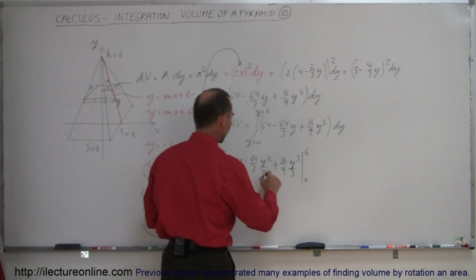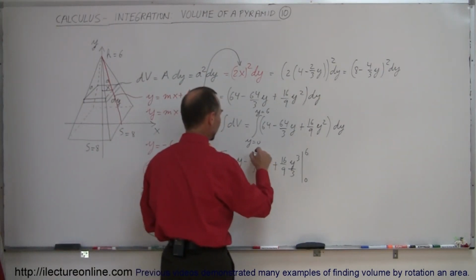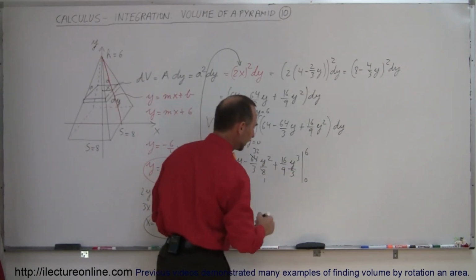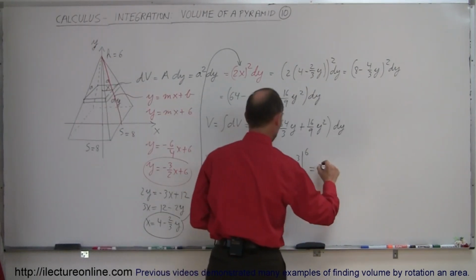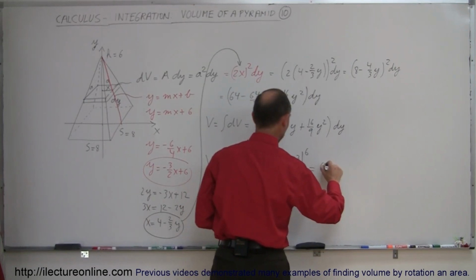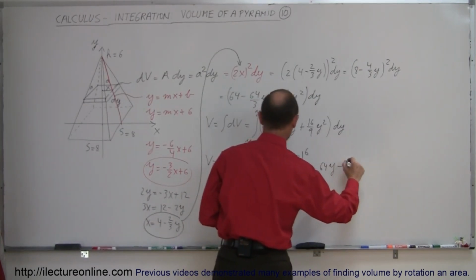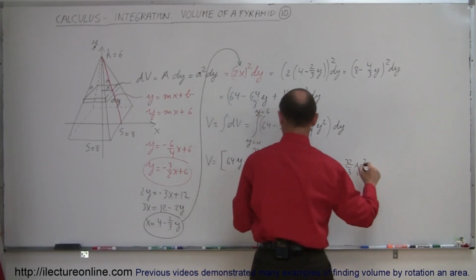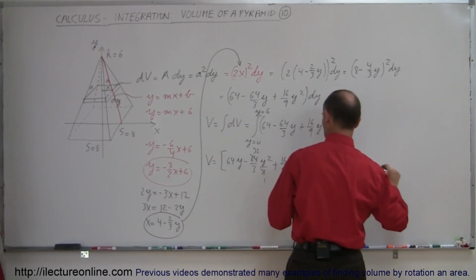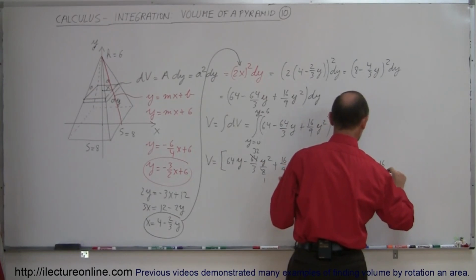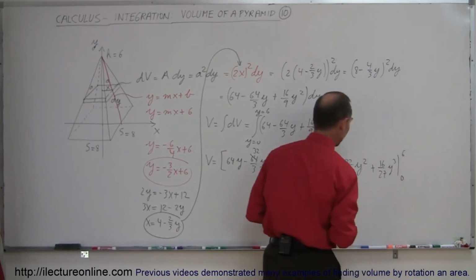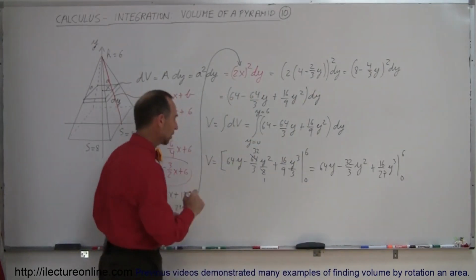Well, first of all, we can go ahead and say 64 over 2 is 32, and well, let me rewrite it so it's a little cleaner. So this is equal to 64y minus 32 over 3 times y squared, plus 16 over 27 y cubed, all evaluated from 0 to 6. All right, it's a little cleaner. So let's plug in the limits.